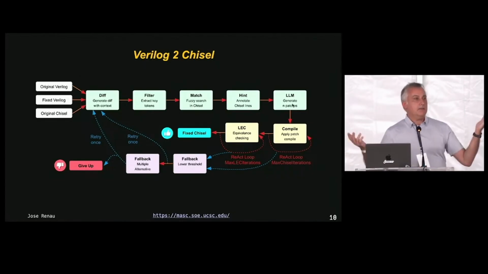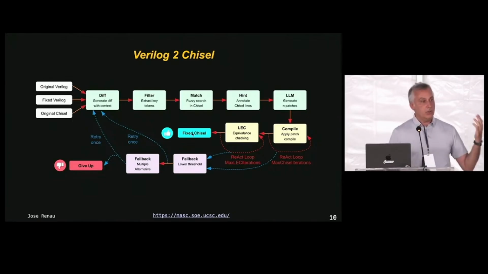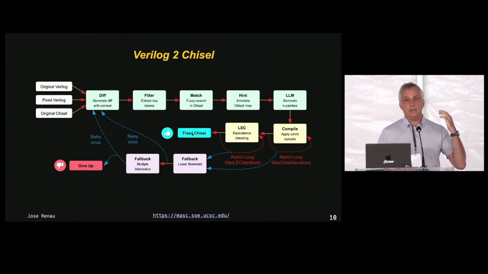And then you generate many patches. Not just to fix one, you generate many, and you change the temperature, you try different variations. You compile and you have a ReAct loop. Then LEC is a logical equivalence check. It's a formal equivalence tool pass, so you can formally prove that they are correct. And then if it gives you the answer, I fixed the Chisel and it's correct, then you don't have any problem. Now, if it doesn't give you an answer, then it's like, well, let me expand the search, let me try it. But at the end of the day, you may have, I give up.